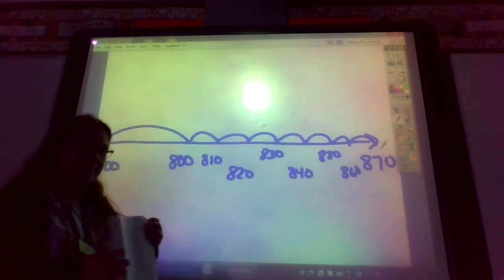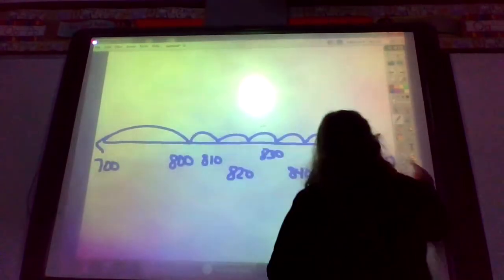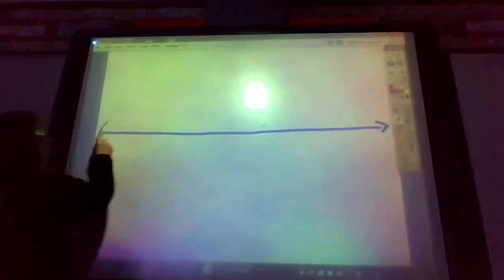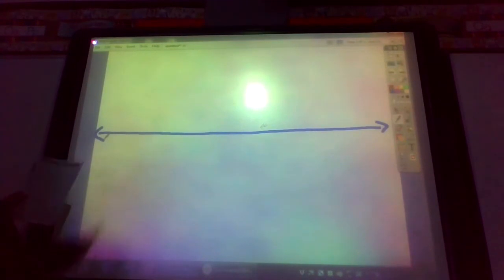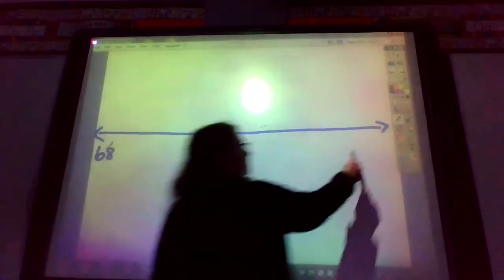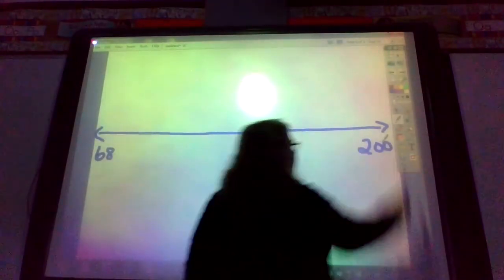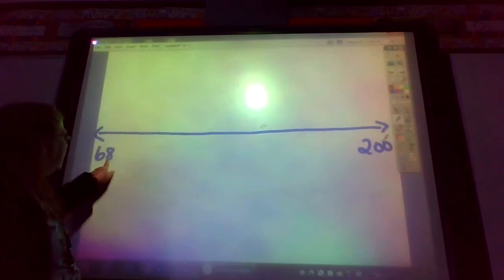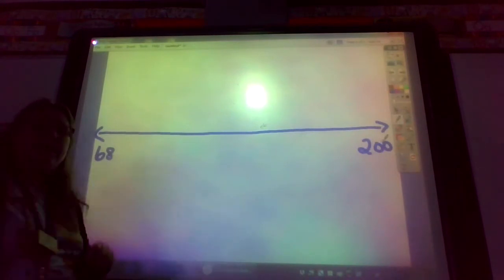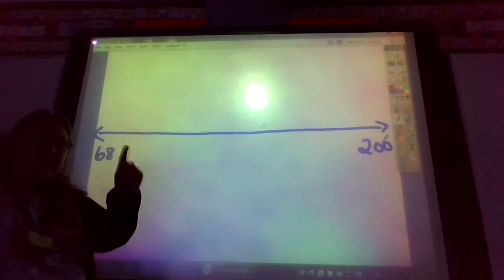Okay. Well, let's try the back side of your paper. Because on the back side, they're going to add some ones in here. We're going to have to maybe do some 1 hops. So, here's the next one. This is like number 5. Okay. I'm going to go from 68 to 200. Well, I don't have a tens number yet, so I'm going to have to hop by ones.